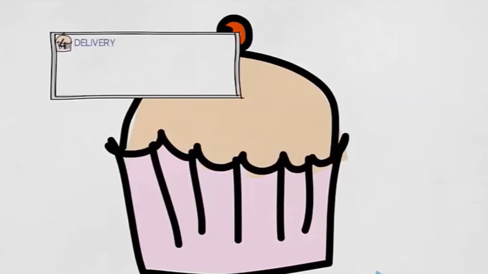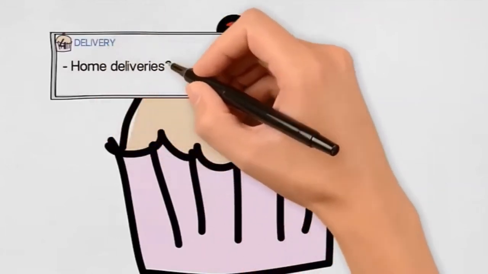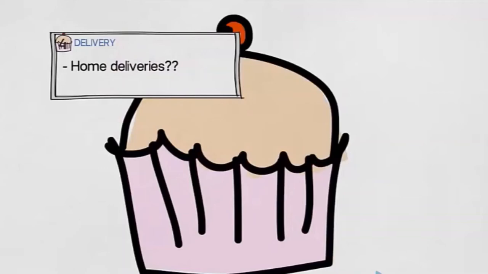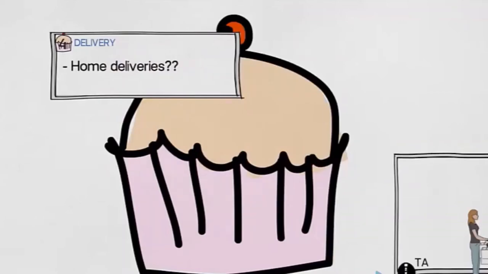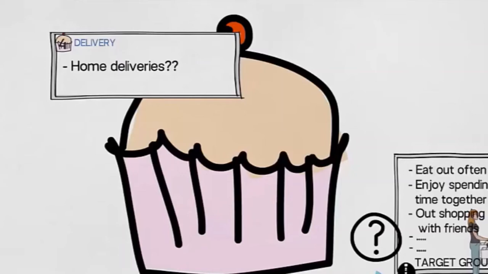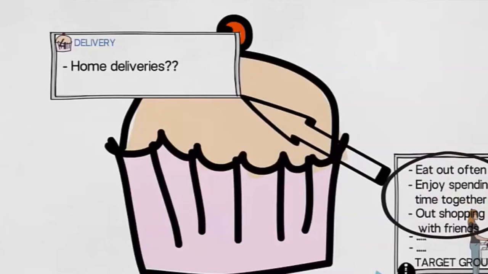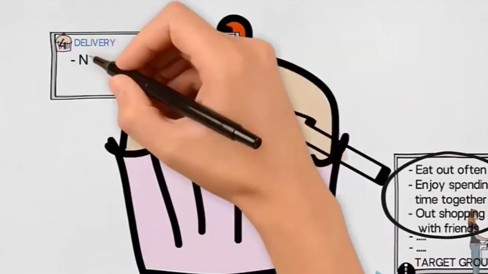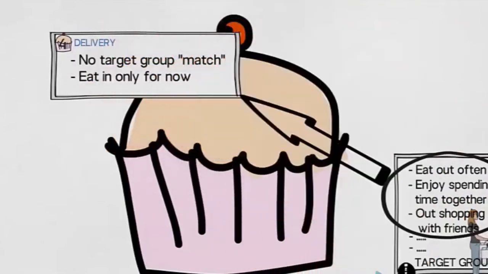Delivery. We could consider offering a home delivery of cakes and desserts. This might make us stand out from the competitors, but since our target group is more likely to eat out, we will exclude this idea for now and not include it in our product offering.